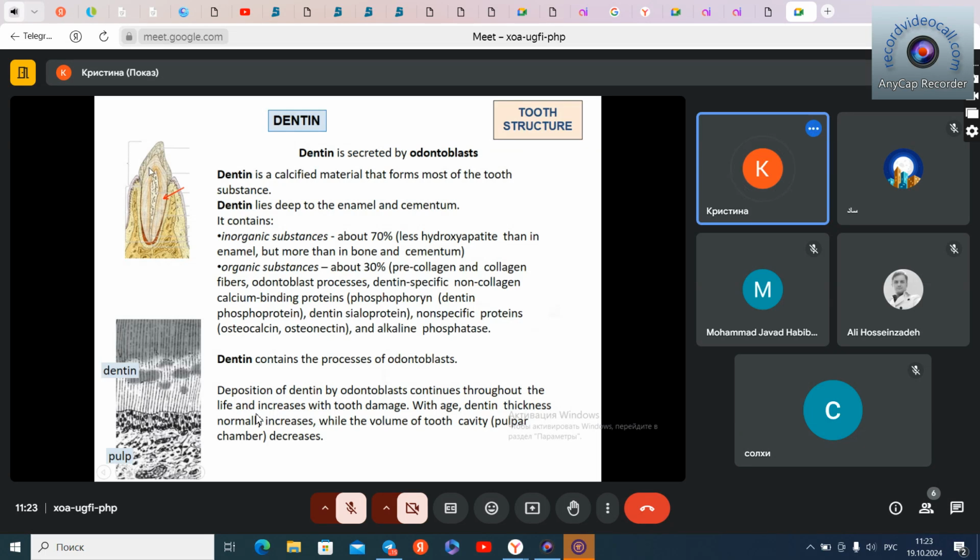Now the dentin. Dentin fills most of the volume of the tooth. It is present both in the root and in the crown region.